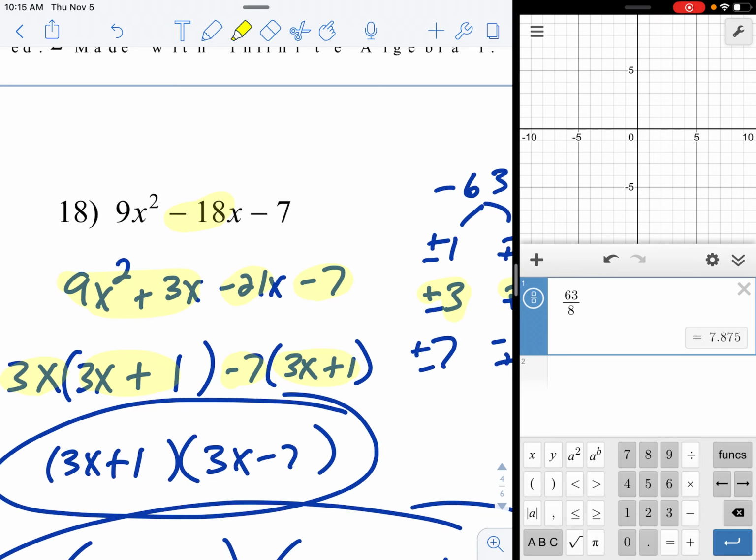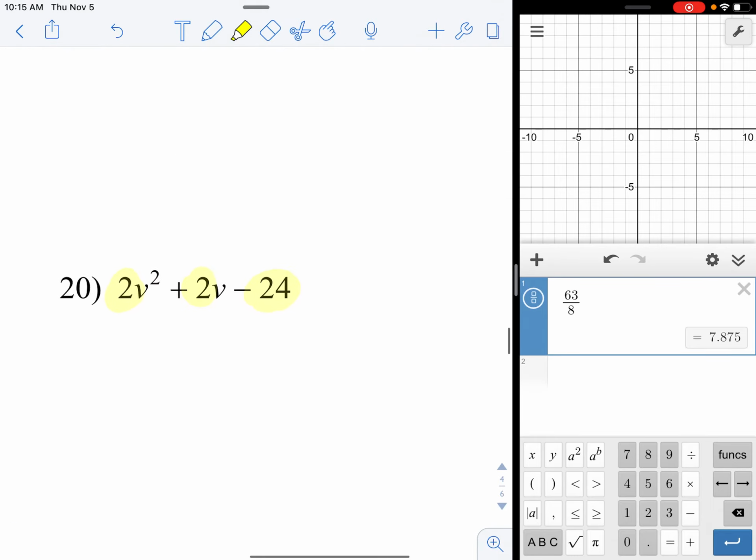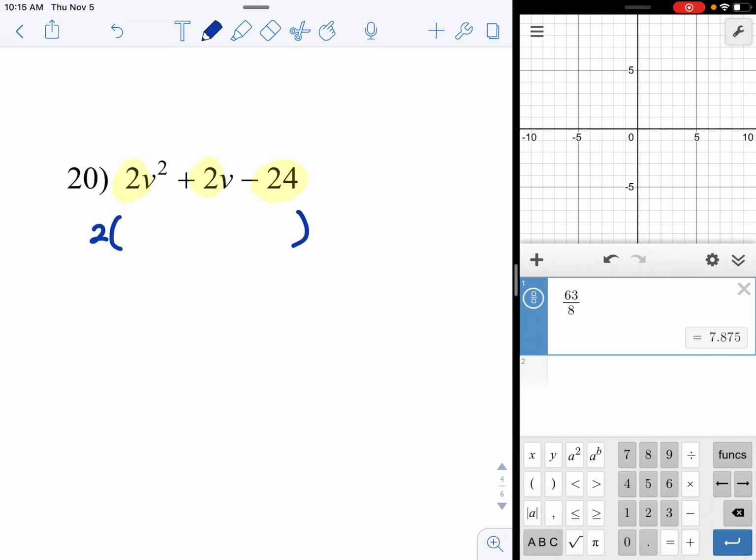9 and 9, okay, there's a common factor in 9 and 18, but not in 7. So there's no overall common factor in that problem, but there is in this problem. If there's a common factor, go ahead and divide it out, like undistribute it. If you take a 2 out of all of these terms, you're going to have v squared plus v minus 12, right? 24 divided by 2 is 12.